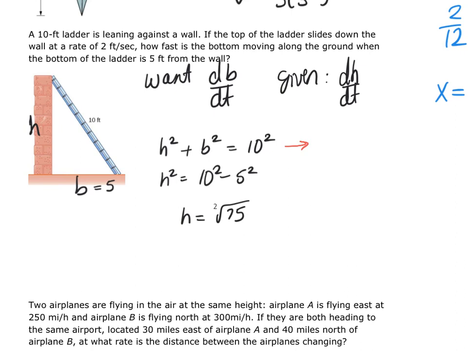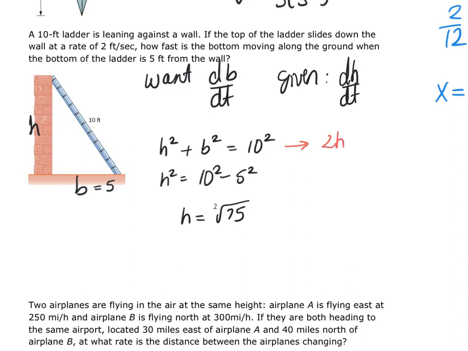How do we know b is 5? Because we want to know the rate at which the base is moving when the top is falling at a rate of 2 feet per second. So when it's 5 feet from the wall, we are given that part.